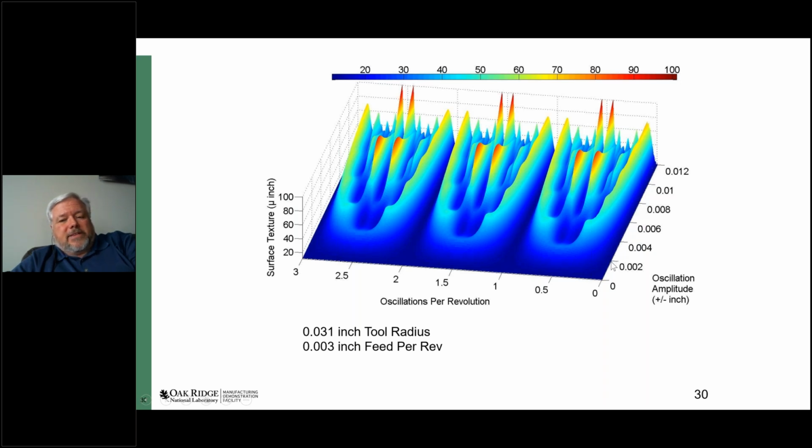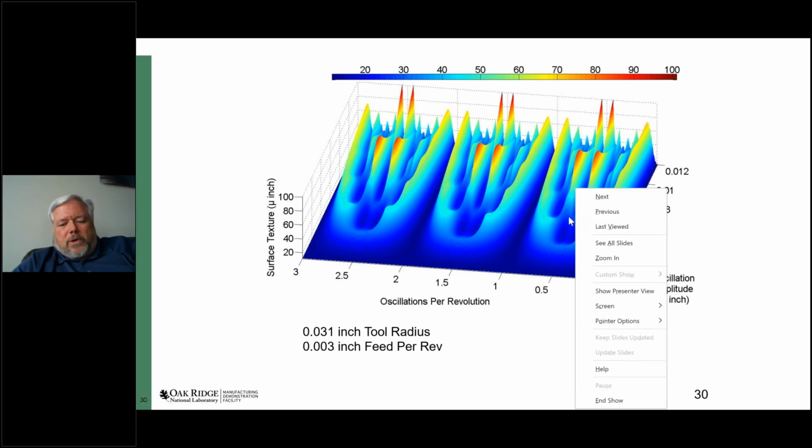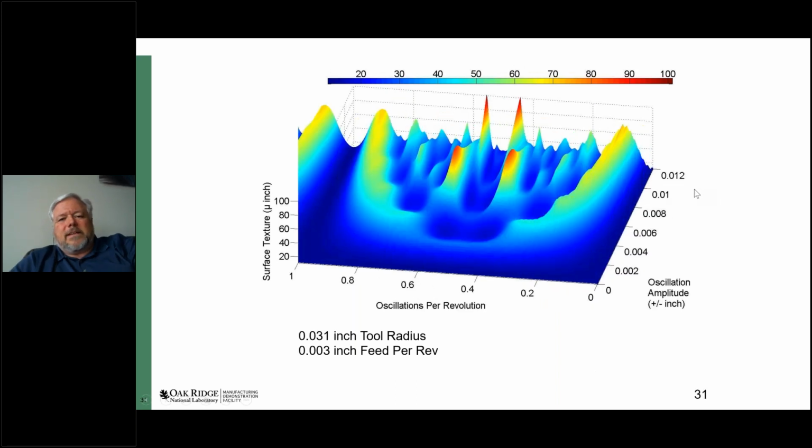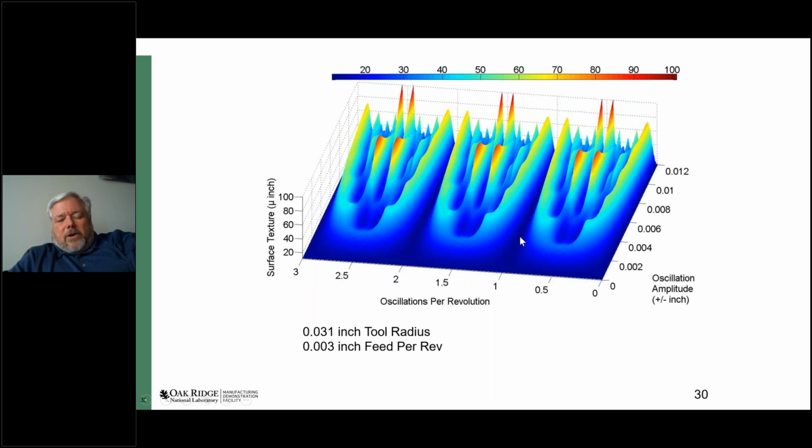Deep blue is the surface finish. And so blue is better, red is worse. So within the zone that these chips are breaking, there's some bad places, but there are also some good places. Let me zoom in and look at where those good places might be. So I'm zooming in, and by the way, this line occurs at 1 wave per revolution. This one occurs at 2 waves per revolution and 3 waves per revolution and so on. So they look just like each other.